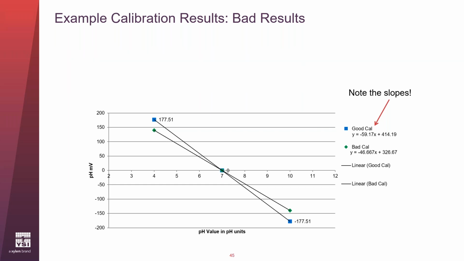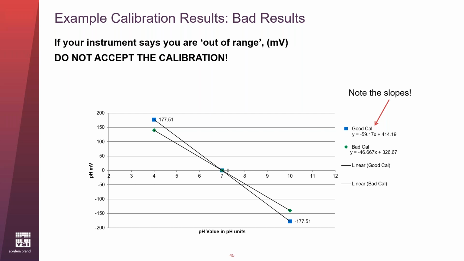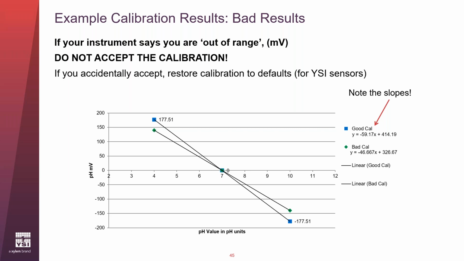If your instrument says that you are out of range in terms of the millivolts, like we just saw, don't accept the calibration. Check the millivolts of the calibration. If they're not within the range that's been discussed on any of the buffers calibrated with, we will have a bad cal. If you do accidentally accept it, you can restore the calibration to defaults on practically all YSI instrumentation. That will allow you to try the calibration again using a clean slate. So do keep that in mind.